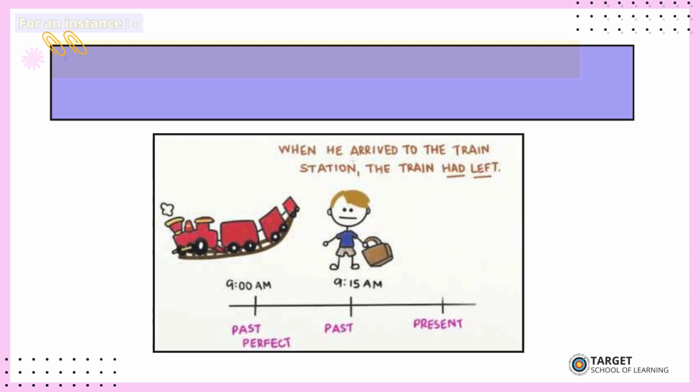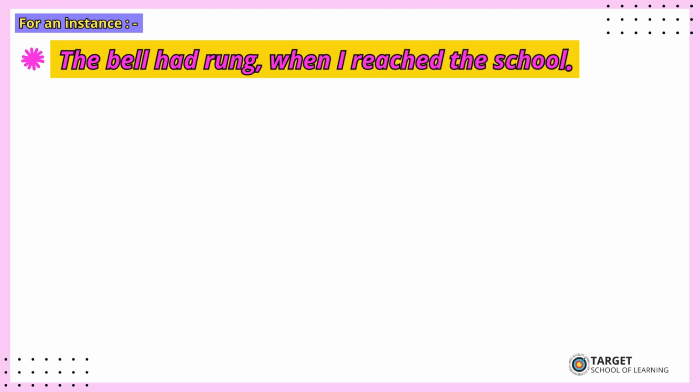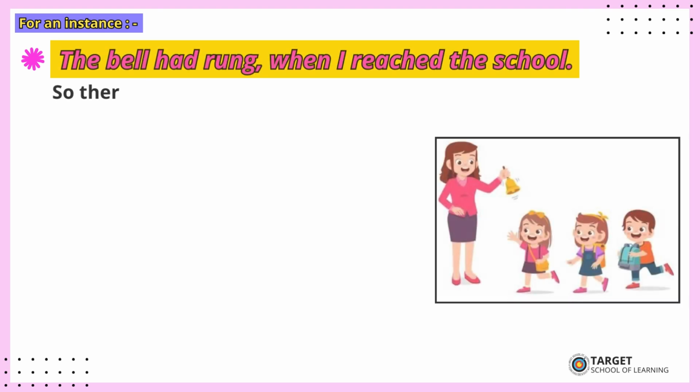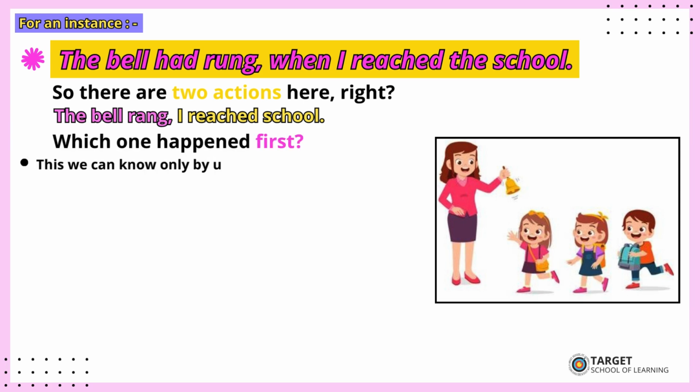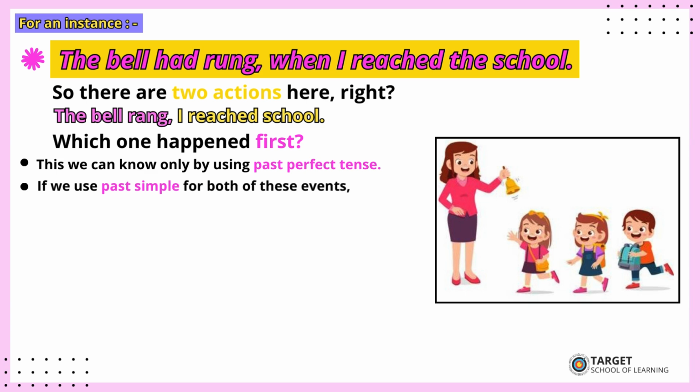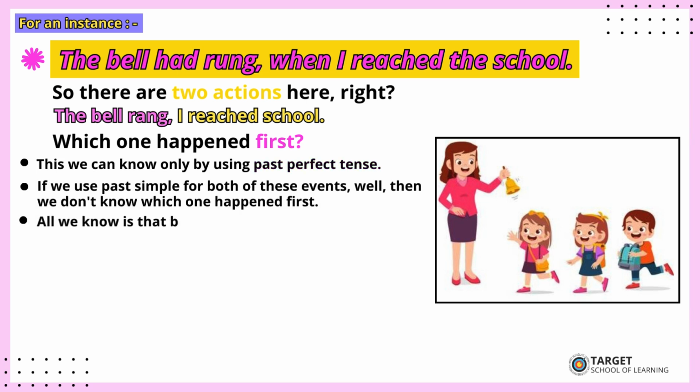For an instance, the bell had rung when I reached the school. So there are two actions here, right? The bell rang, I reached school. Which one happened first? This we can know only by using past perfect tense. If we use past simple for both of these events, well, then we don't know which one happened first. All we know is that both events happened in the past.